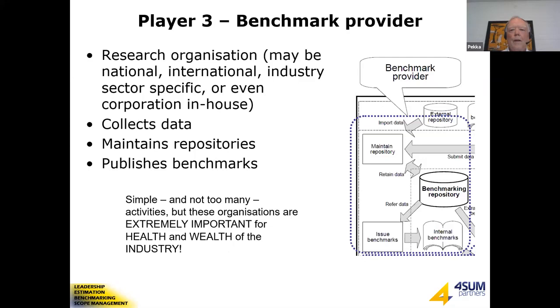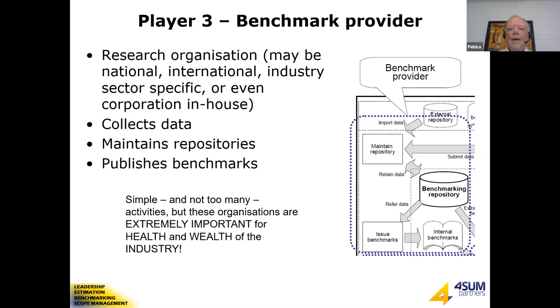All these shells and requirements are part of the ISO standard, of course, and there are a lot of details. It's not very expensive to buy such a standard. This figure is taken from the standard anyways, but the copyright is on ISO. So benchmark provider is then the third player, and they are usually research organizations or research institutes. Organizations may be national or international or industry sector specific, or sometimes even corporation in-house organizations, departments.